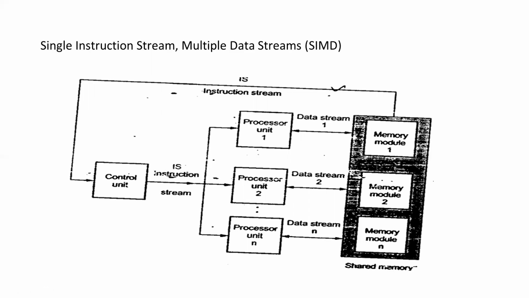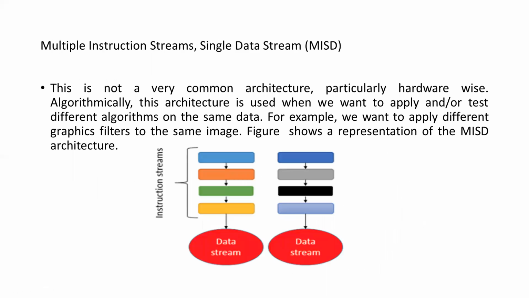Now let's move on to the third one, that is multiple instruction stream, single data stream, which is denoted by MISD. This is not a very common architecture, particularly on the hardware side. Algorithmically, this architecture is used when we want to apply or test different algorithms on the same data. For example, we want to apply different graphic filters to the same image.